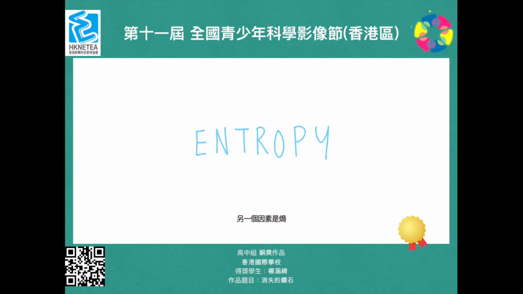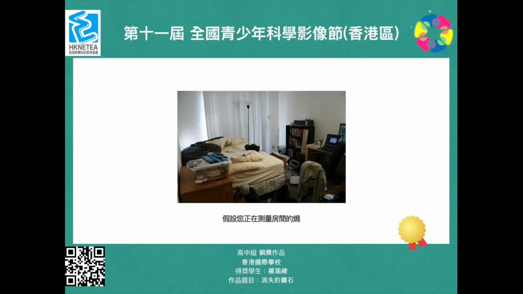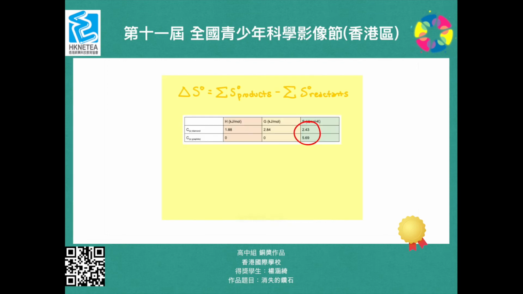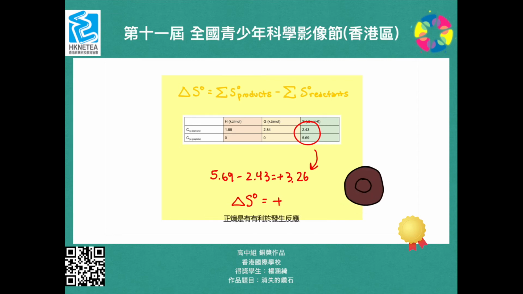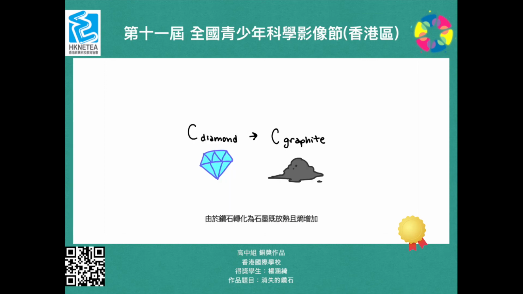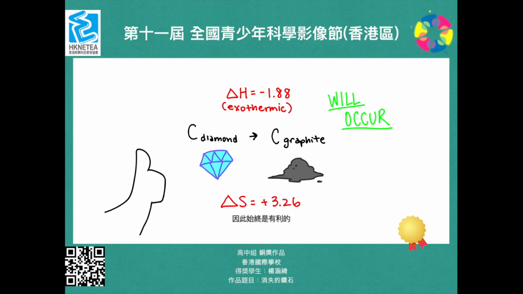Another factor is entropy, or the measurement of the amount of disorder in a system. Let's pretend you're measuring the entropy of a room. If you don't clean your room, entropy will increase over time because it gets messier and more disordered. To calculate the entropy change of a reaction, we can use this equation. We get positive 3.26, which means that the conversion of diamond to graphite has an increase in entropy. Positive entropy is favorable in nature, so again, the reaction will occur. Since the conversion of diamond to graphite is both exothermic and increases in entropy, it will always be favorable.